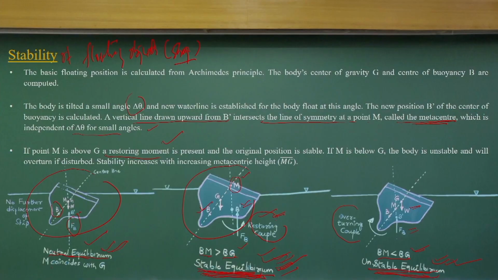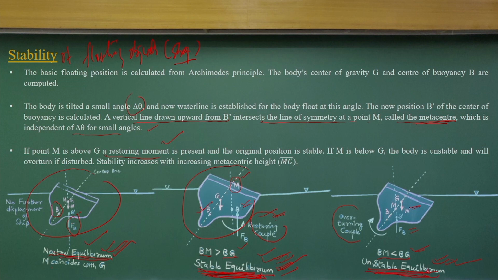Let me summarize. When you have a floating object, to test its stability we generate a small disturbance by tilting it through a small angle delta theta and find out how the center of buoyancy changes. The line of action of the buoyancy force at the new location meets the vertical axis at the location called the metacenter. The location of the metacenter with respect to the CG and the earlier buoyancy center decides whether it is natural, stable or unstable equilibrium. Theoretically, if BM is greater than BG you have stable equilibrium, and if BM is less than BG you have unstable equilibrium.